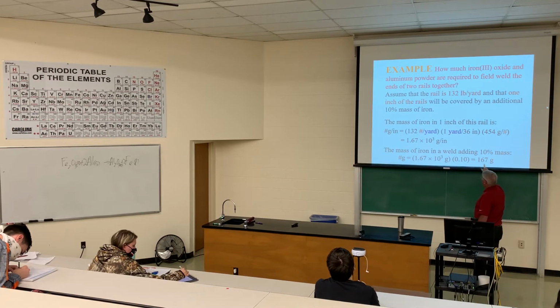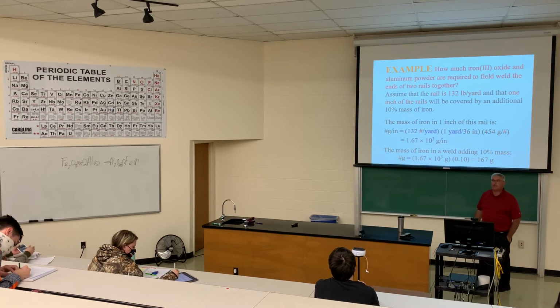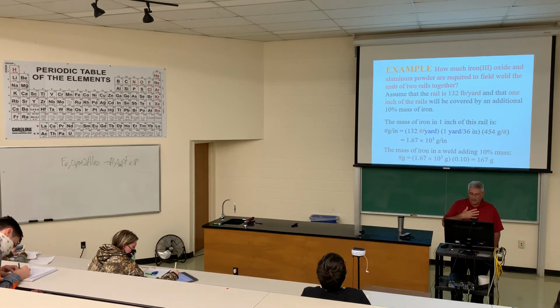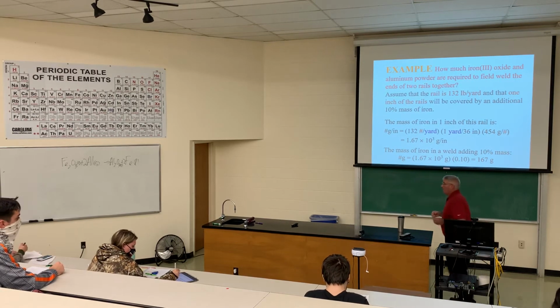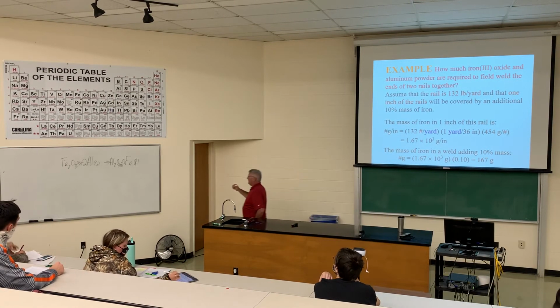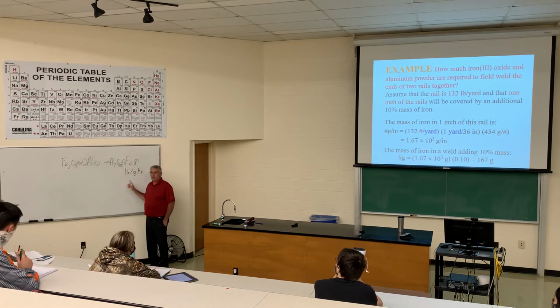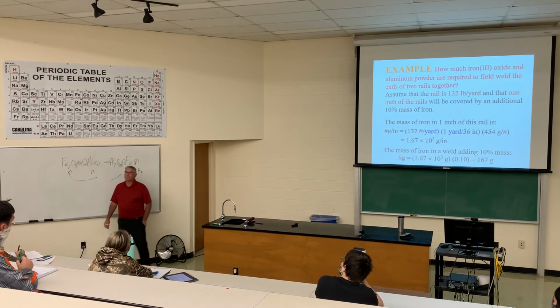The mass of iron in a weld with 10% mass is the total mass times the 0.1, the 10%, and that gives us 167 grams. So if I start with 167 grams of iron that I need to make, gosh, that's an ugly drawing, I need to make 167 grams of iron. You guys with me? How much of these two do I need?